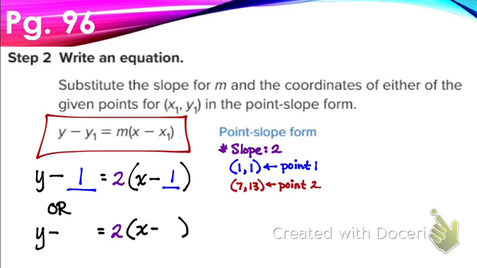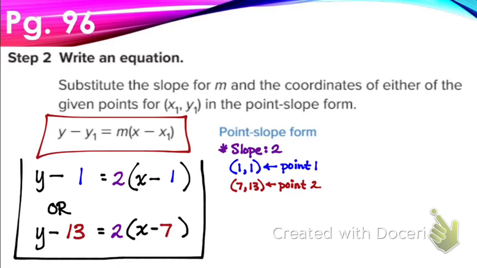What about if I used point 2? Which one would I put here? 13. Why 13 first? It's the Y part and a 7 right here. Yep, that's where slope throws people off. And anytime we have a slope form, you got to watch that because you're right. X, Y is how we see our ordered pairs. That's alphabetical order. Slope has Y on top and X on bottom. Point slope form has Y first and then X.